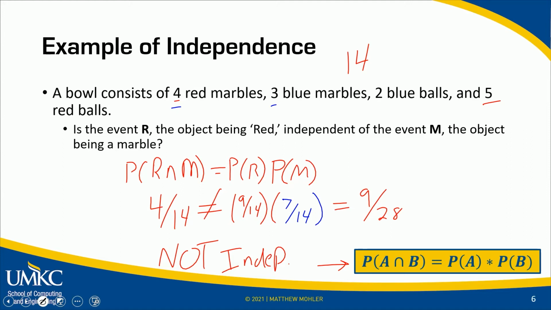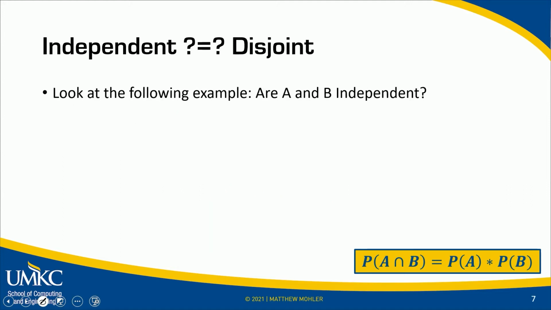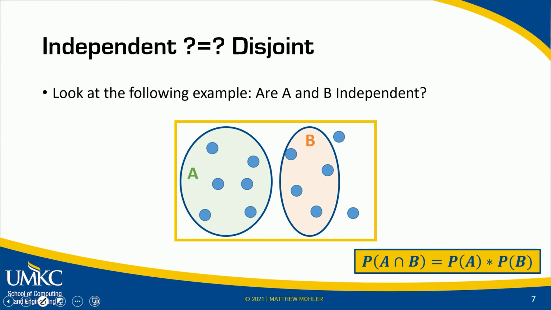Now, let's look at a different example here for a second. If we have a sample space with two events, A and B, and you can see just from the way that these are drawn that A and B are disjoint if we go back to our set terms. So the question we might ask is, well, are A and B independent?